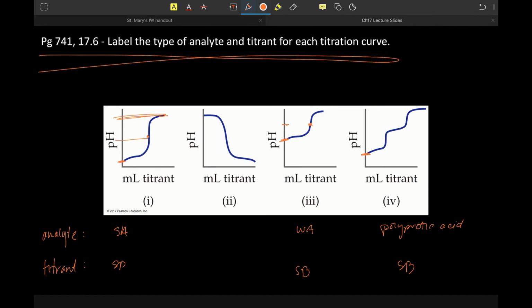Now in this figure number 2, obviously my analyte has to be a strong base, and this would be a strong acid. We can see that because if we compare these first two, they have approximately the same pH for where their equivalence point is.